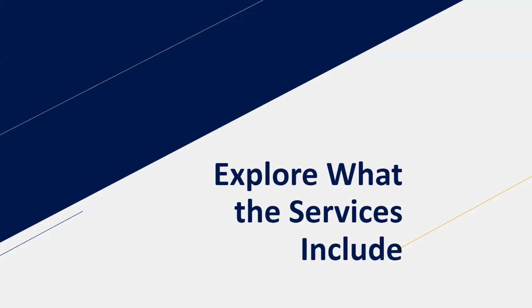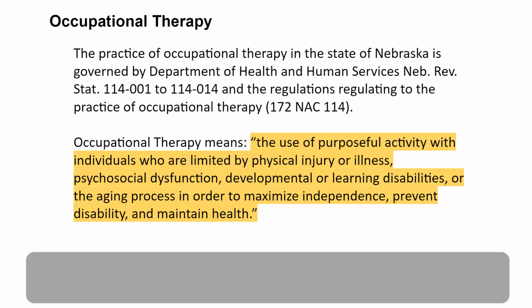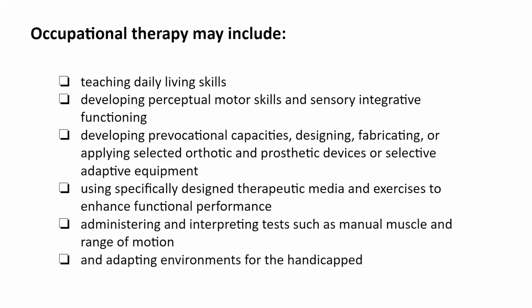So now that we know what specifically is stated under occupational therapy and physical therapy within the law, we're going to look at what NDE identifies that the services may include. An occupational therapist is one who assists individuals who may be limited with mobility. They may have psychosocial dysfunctions. They may have developmental or learning disabilities, or the aging process, in order to maximize independence, prevent disability, and maintain health. So occupational therapy in general has a lot of different areas that they may support.